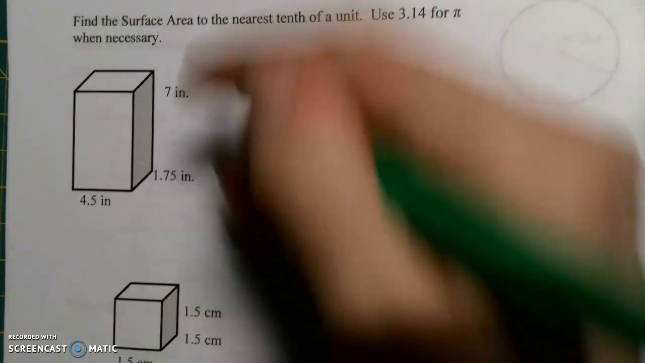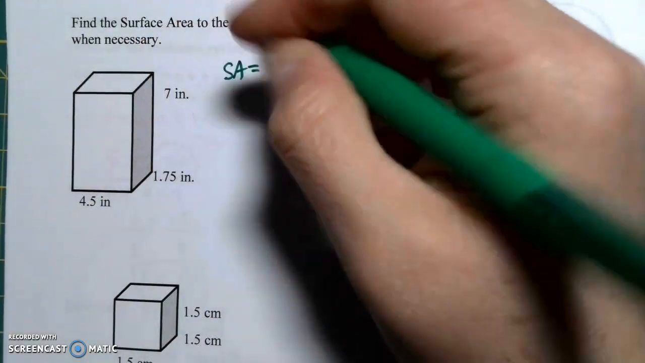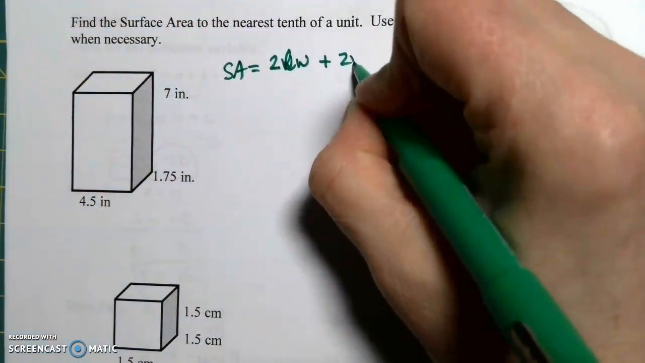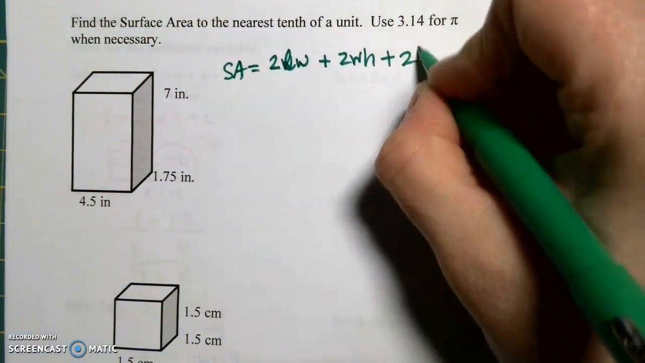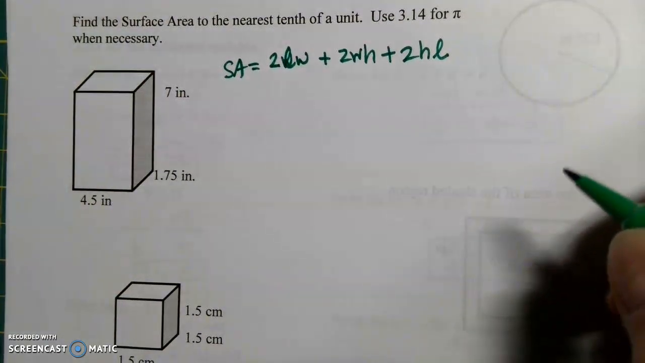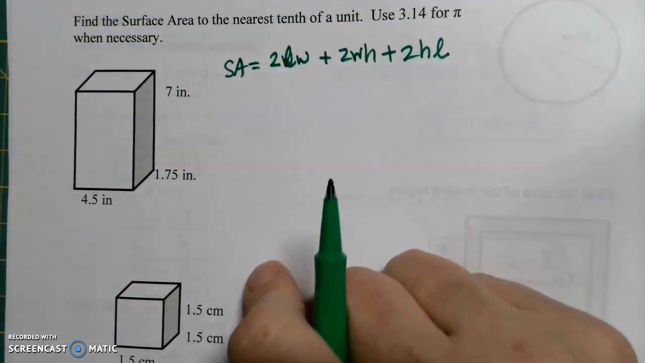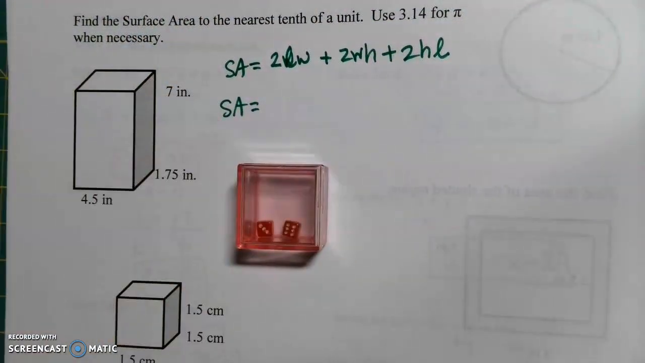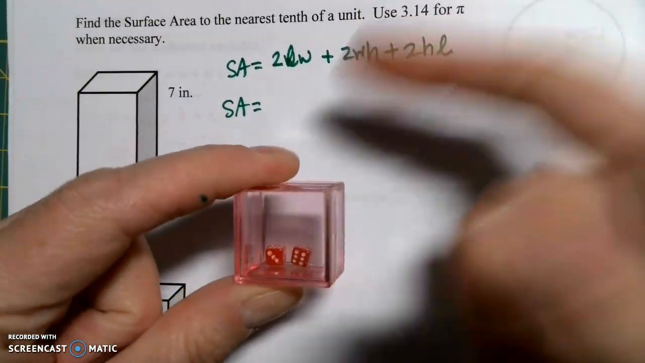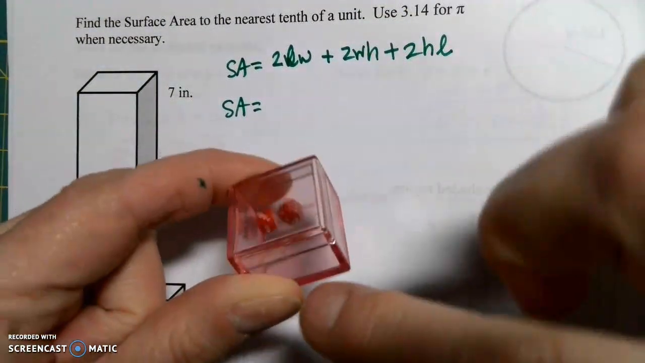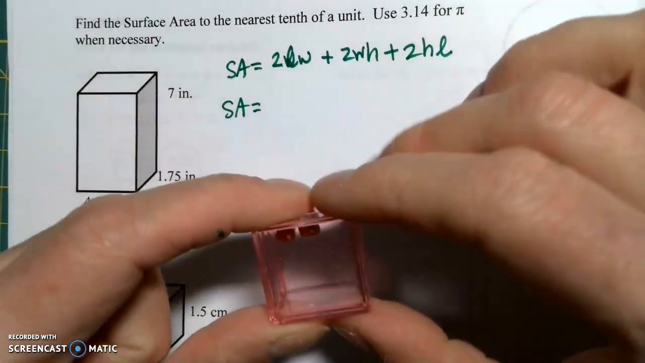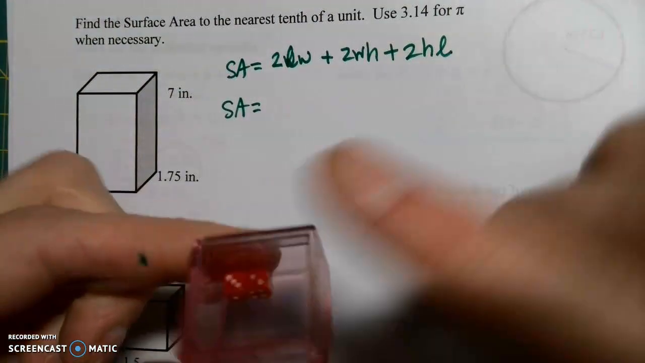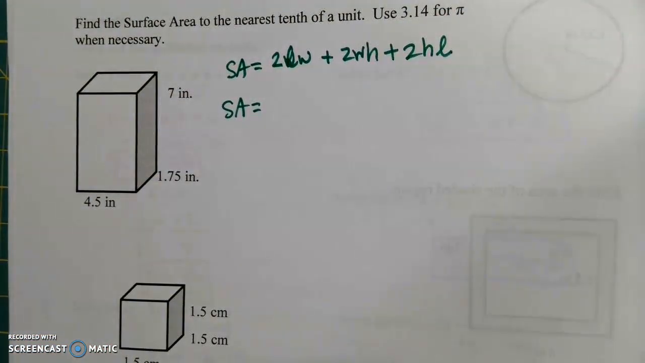So for the surface area of a box, we have 2 length times width plus 2 width times height plus 2 height times length. So basically each of these faces we need to figure out, and there's 2 of them. If I look back at my little box here, there's a top and a bottom, a left and a right, and then a front and a back. So if I figure out half of these sides, I just double them, and that gives me the rest of it.